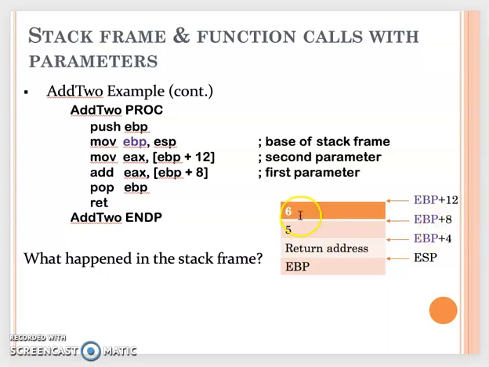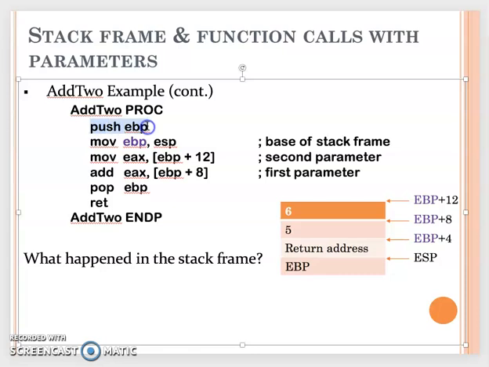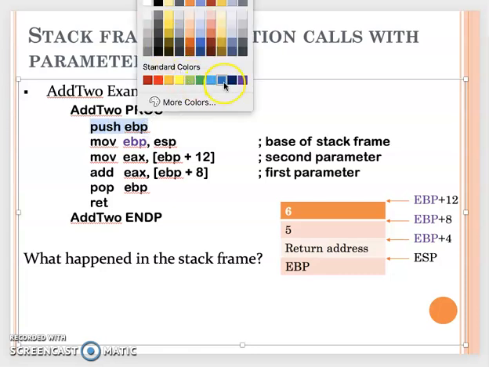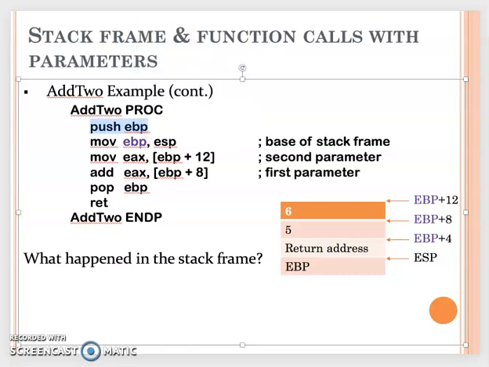So now, can you access the passing parameter you have? Right, so that's why we move the EBP plus 12, the 6, equal to EAX. So then we add the next one, EBP plus 8, to the EAX. So of course, then your sum will be in EAX. But don't forget that since you push EBP at the beginning, after we finish, we just pop the EBP back.